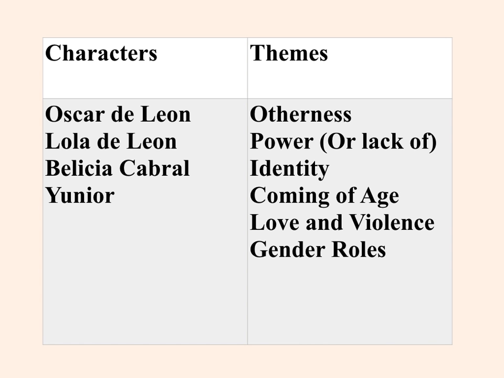So we have four main characters in our story: Oscar de Leon, Lola de Leon, Belicia Cabral, and Junior. Each of them has their own experiences, and all of them have changes. You can see Lola change from this very rebellious young girl to a more understanding mom by the end of chapter, I think, 7 or 8.